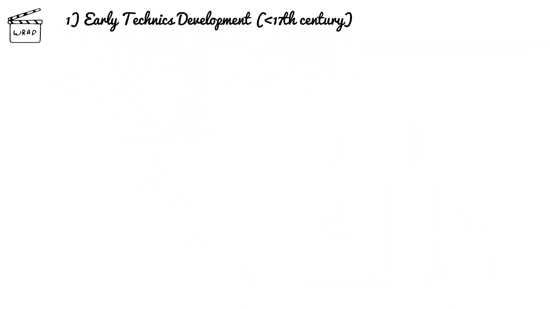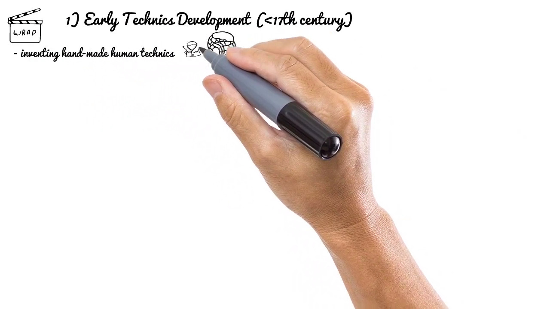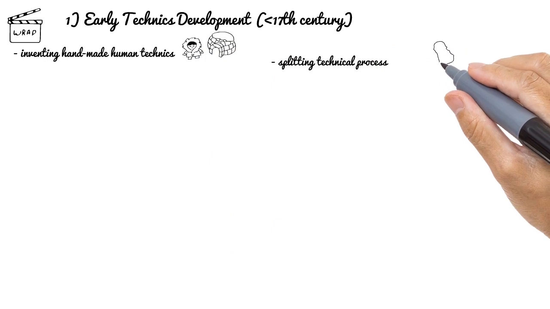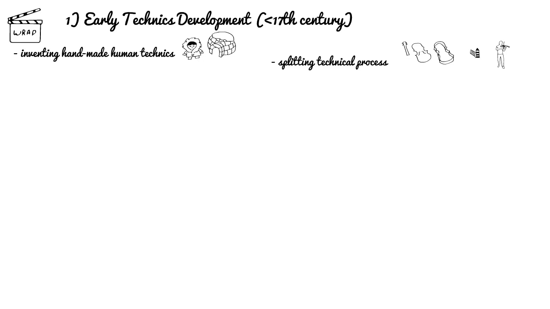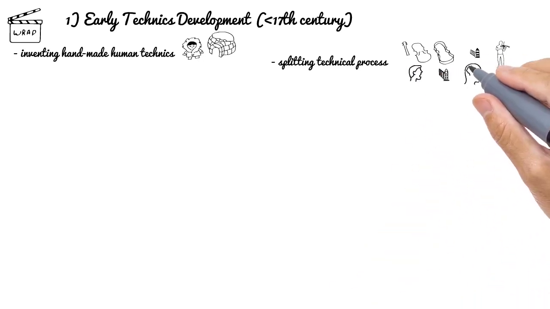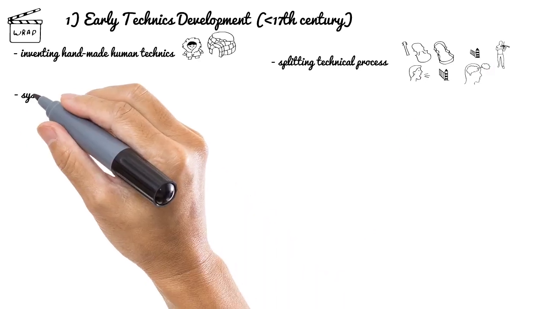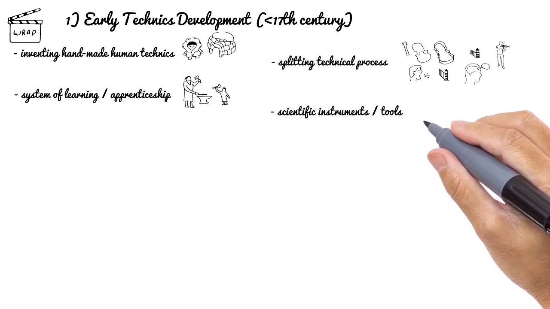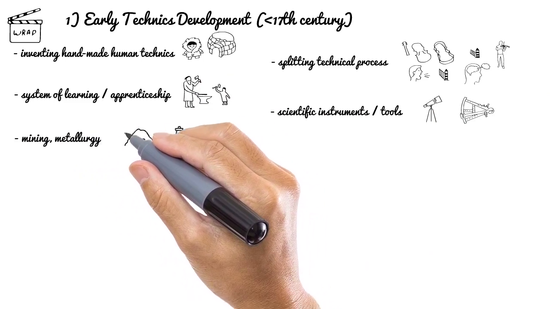Examples of the first period are: man became the creator of his tactics of living by inventing handmade human techniques on top of biological built-in instincts. Splitting the technical process into separate tool making and tool using. Another separation happened with language in place: the technique of pure thinking, planning about activity, and the actual activity of making something. The system of learning, apprenticeship. Manufacture of scientific instruments and tools by ancient Greeks. Medieval German technicians, mainly in mining and metallurgy.